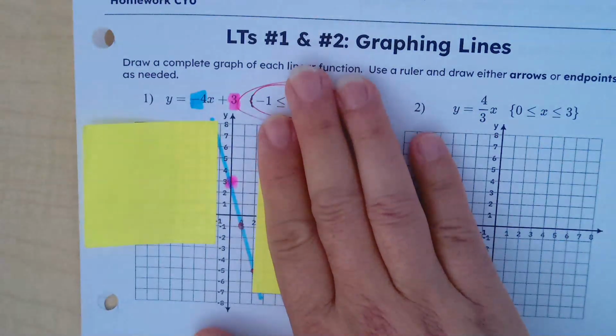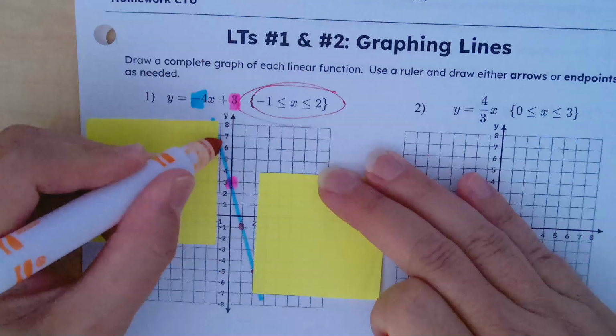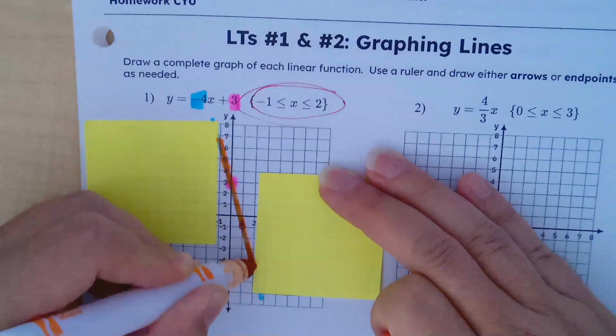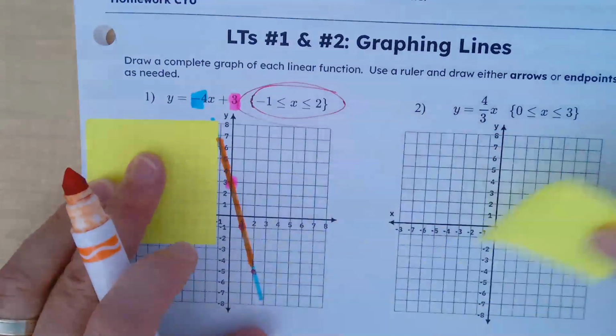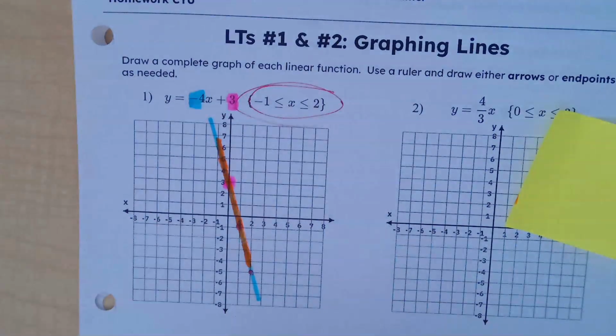I'm going to highlight it with a darker color. Let's see. So from here to here. Okay? And that is our line with our constraints. Let's do this next one.